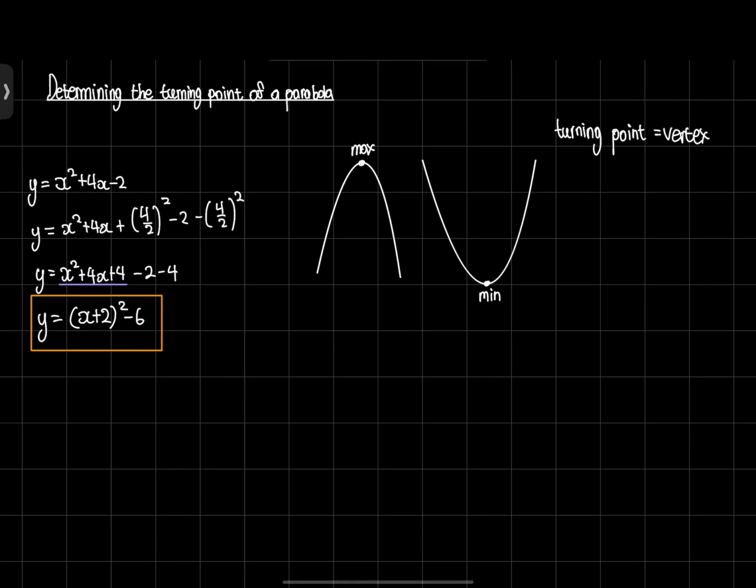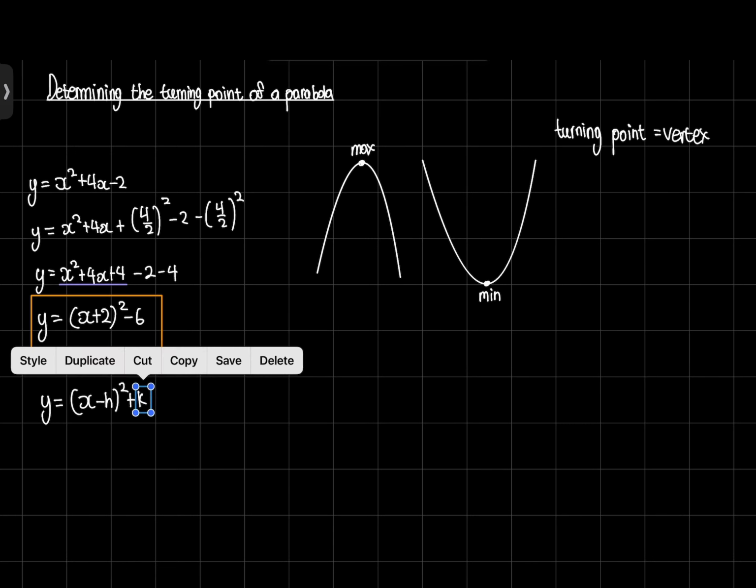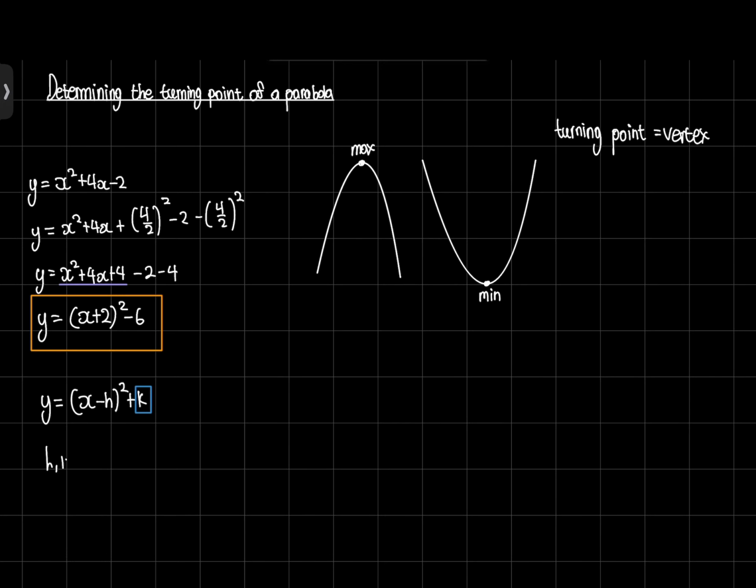Anyway, so this stuff in the orange box is actually in the form of y is equal to bracket x minus h squared plus k. Now I know it's kind of scary, but all you need to know is that h is a constant and k is a constant, and that's basically it. So the vertex, or the turning point, can be found at h comma k.